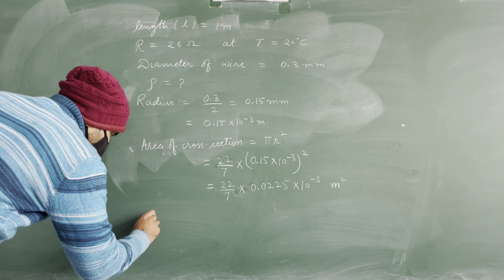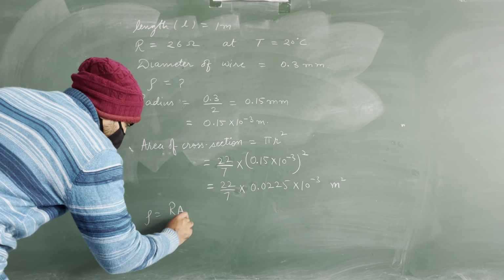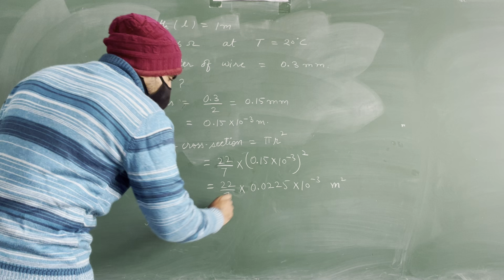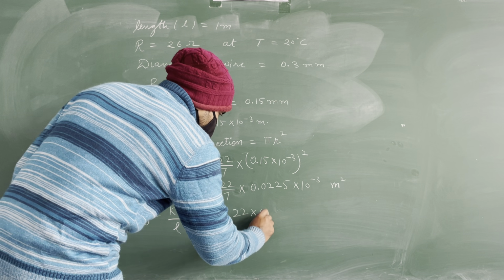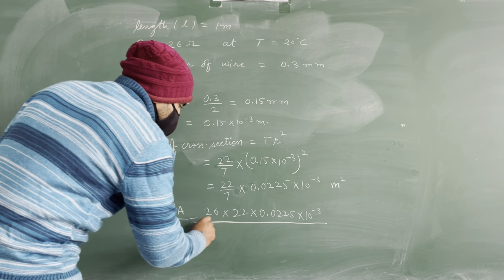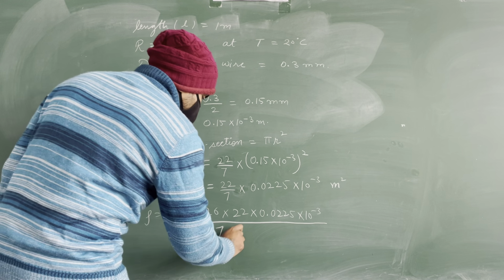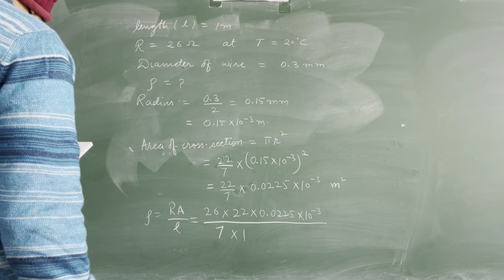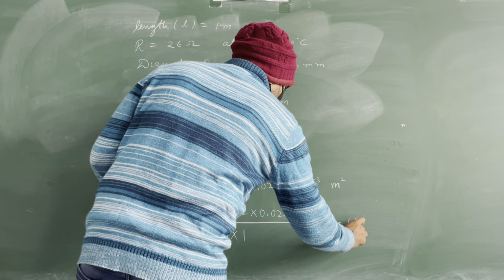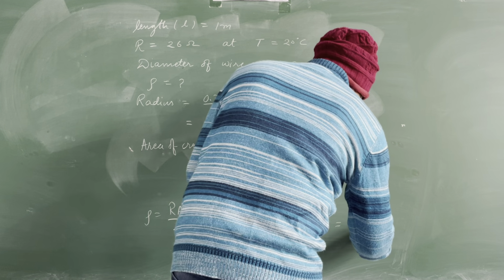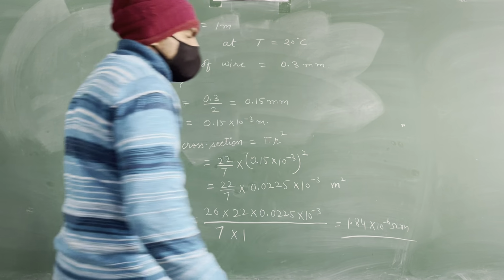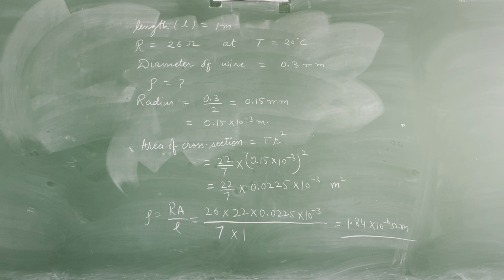Resistivity will be equals to rho is equals to R A by L. The value of R is 26 and the value for area is 22 multiplied by 0.0225 multiplied by 10 raised to power minus 3 divided by 7, and the length is 1 meter. When we solve these terms, we will have the value of resistivity is equal to 1.84 into 10 raised to power minus 6 ohm meter.